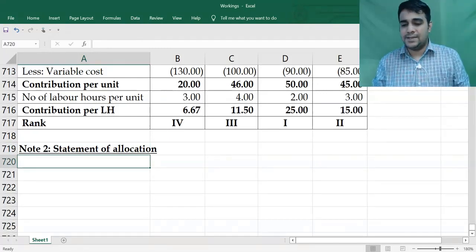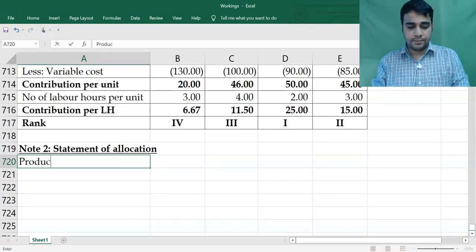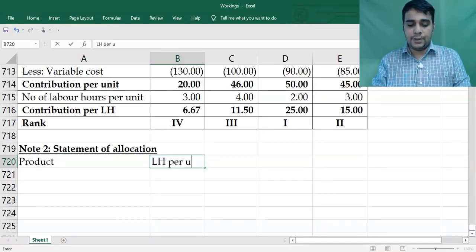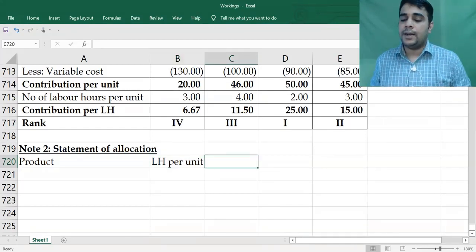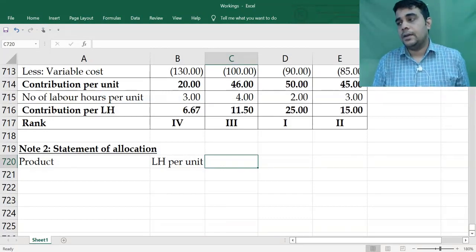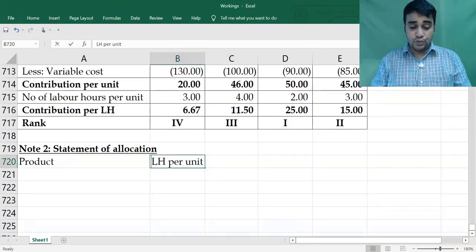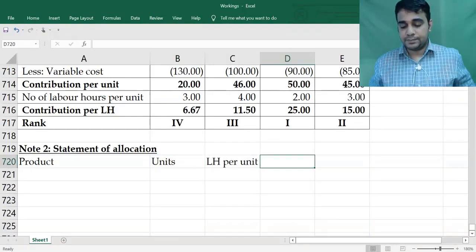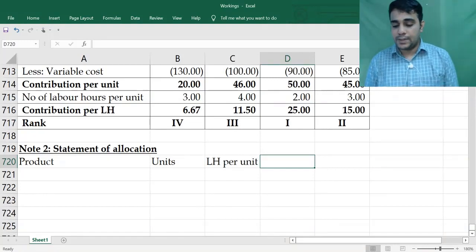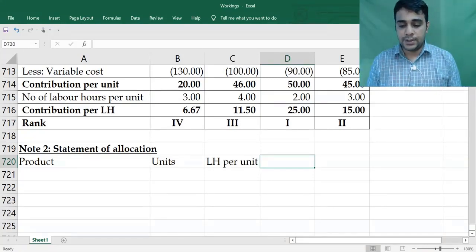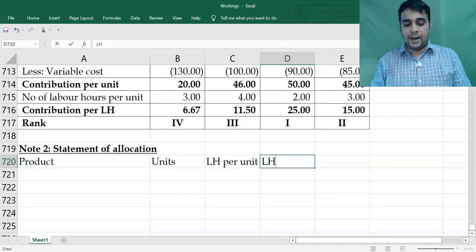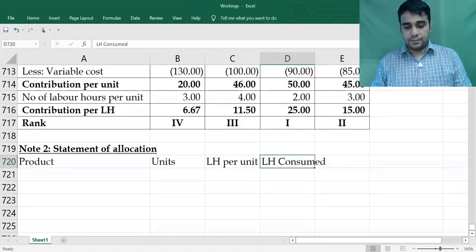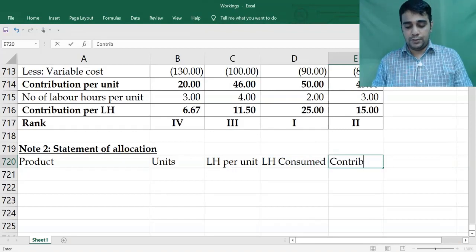You may need some 5-6 columns. Product, units, labor hours per unit, labor hours consumed, and the last column is contribution.